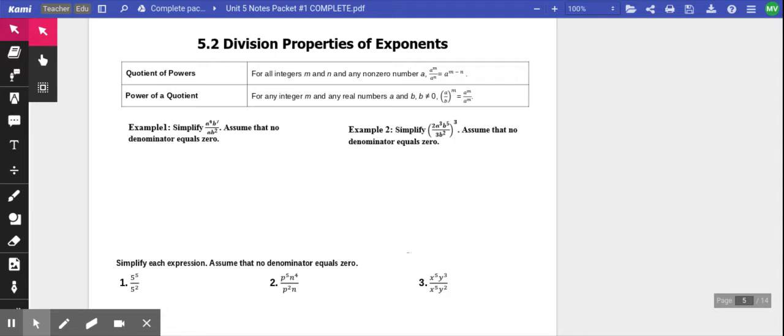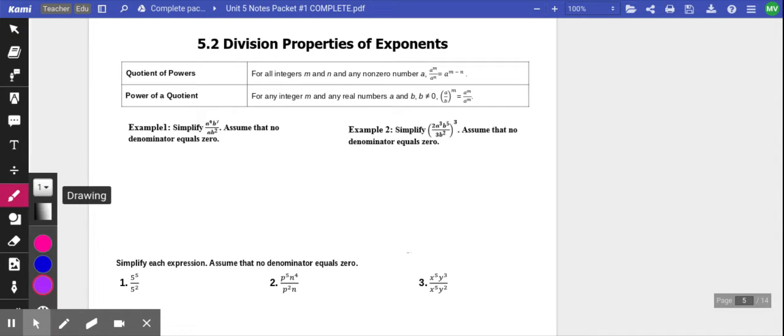Hello, everyone. Today we are continuing our study with exponents. So right now, I want you to remember our rules we learned yesterday.